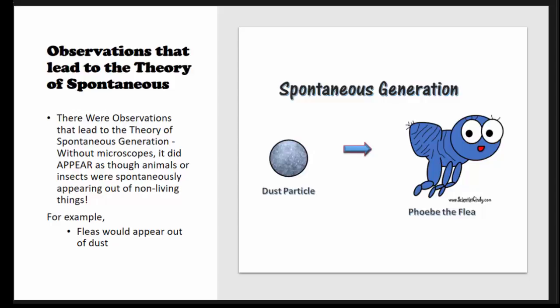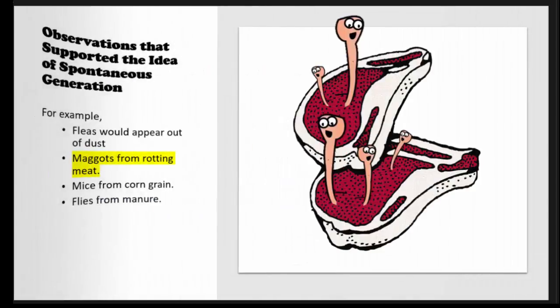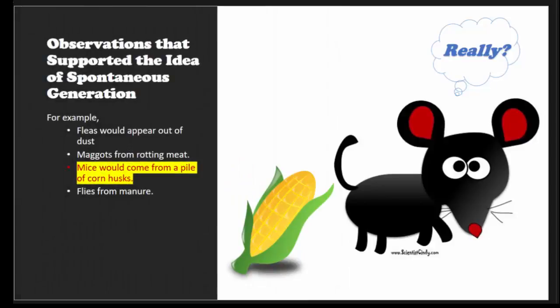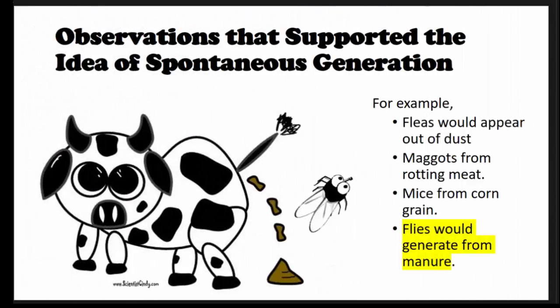So, what were the observations that led to the theory of spontaneous generation? Without microscopes, it did appear as though animals or insects were spontaneously appearing out of non-living things. For example, fleas might appear out of dust. Maggots would seemingly appear from rotting meat. Mice would come out of a pile of corn husks. And flies would seemingly generate from a pile of manure.